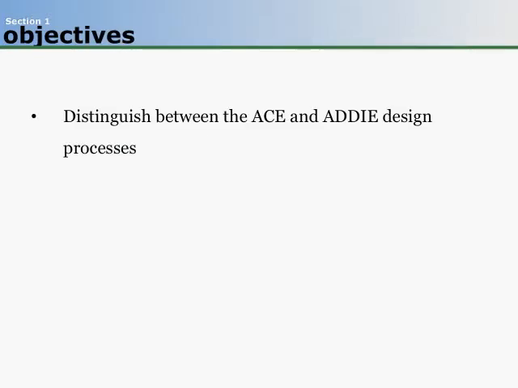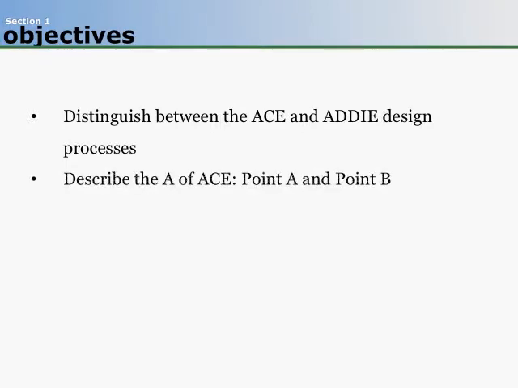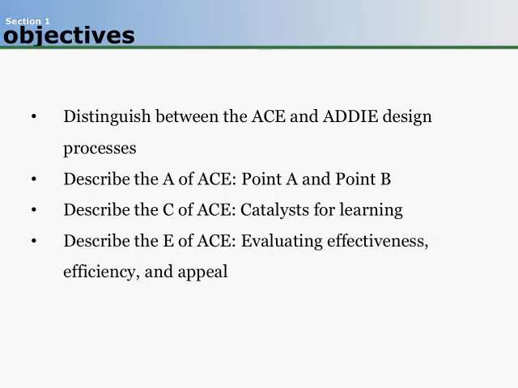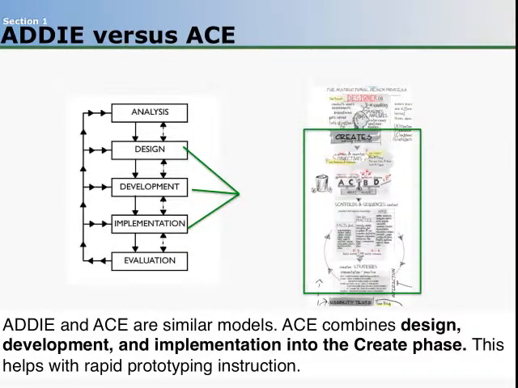Our objectives for this unit are to distinguish between ACE and ADDIE design processes, and to describe the A of ACE, to describe the C of ACE, which is the create phase, and to describe the E of ACE. ADDIE and ACE are similar models, but ACE combines design, development, and implementation into a create phase, and this helps with rapid prototyping of instruction. So the ACE model is actually helping people get instruction out as quickly as possible.